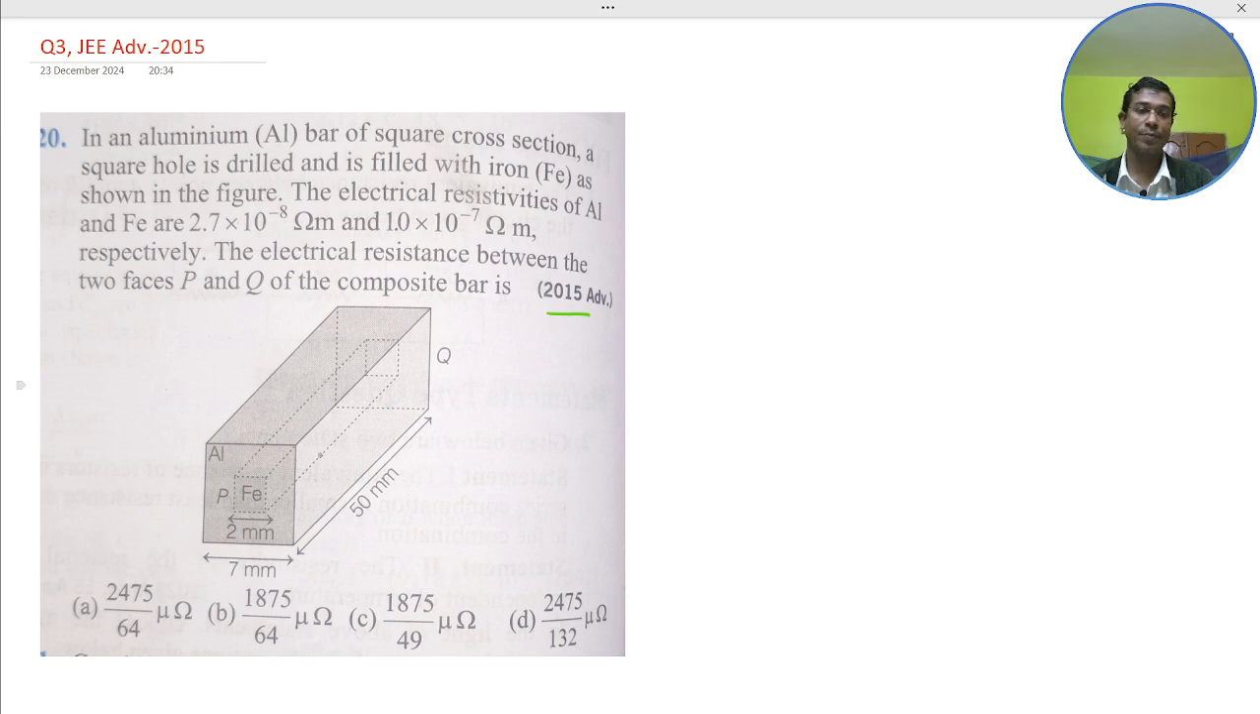This is a hole, this is a hole, PQ. You have to find the resistance R at PQ. So these two, the hole Fe resistance and aluminium resistance, are in parallel. So 1 by R, two resistances here, so 1 by R is equal to 1 by R aluminium plus 1 by R ferrous.